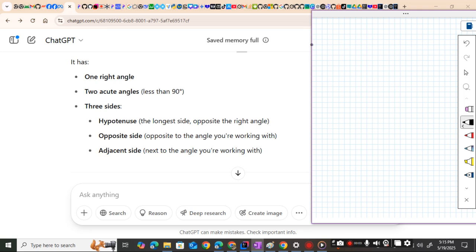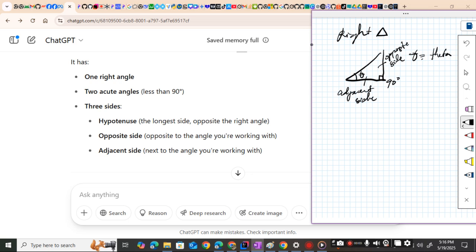Now, if we draw a right triangle, again, the condition for it to be considered a right triangle is that one of its angles has to be 90 degrees. Now, if you consider this angle here to be theta, we have a side that is opposite to theta. So here, this is the opposite side. And here, we have an adjacent side.